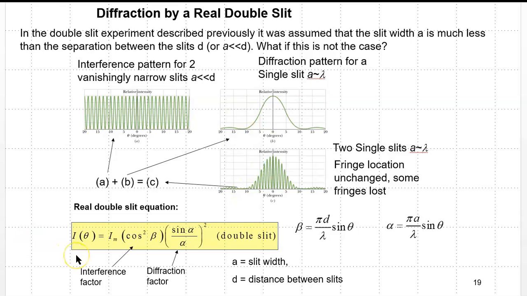Now the intensity formula for this is I equals I_m cosine squared beta times the quantity sine alpha over alpha, squared. This is the interference pattern. This is the diffraction pattern. And of course, a is the slit width and d is the distance between slits.